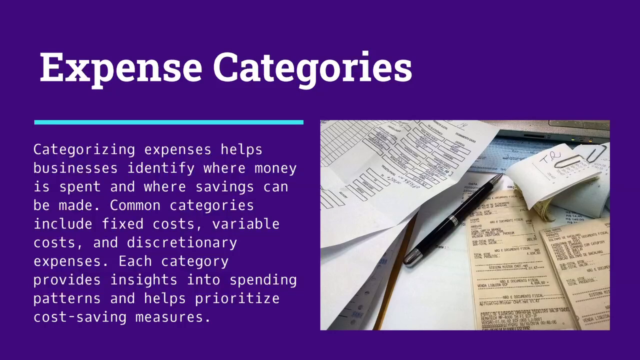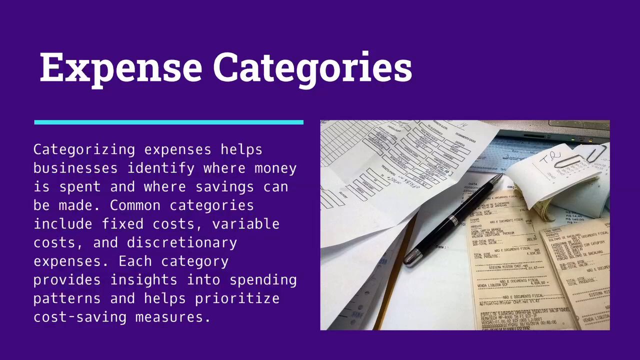The first thing that you have to do when you want to track expenses is to categorize them, right? Categorizing expenses helps businesses identify where money is spent and where savings can be made. Common categories include fixed costs. Here you will have, for example, the rent. Variable costs, for example, the cost of goods sold.